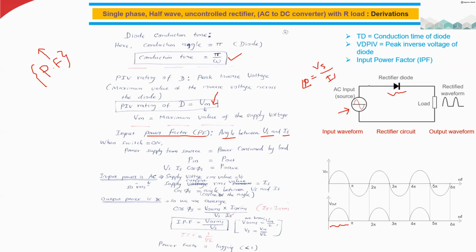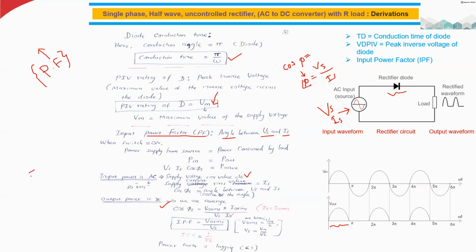When the switch is on, now it means we have no switch, we are just turning on this diode. So what is happening? Supply voltage RMS value is VS, and the supply current RMS value is IS or IRMS. The angle between VS and IS, the cosine of the angle, cos phi. We call this technically the cosine of the angle. Cos phi is equal to, VORMS. We can take the output power as DC here, so the average value we have to use. So cos phi S is equal to VORMS times IORMS divided by VS times IS.